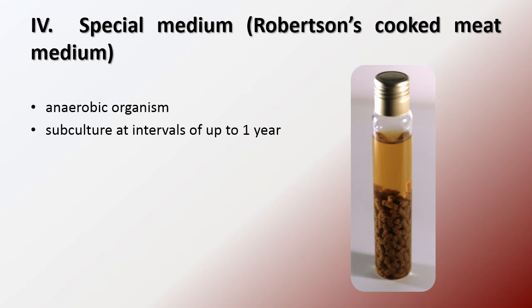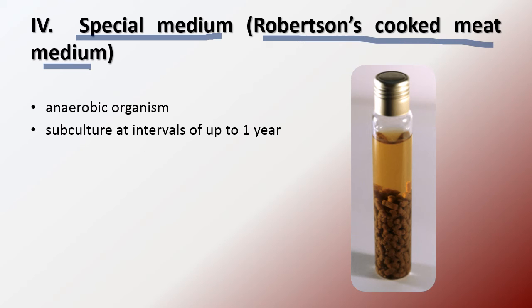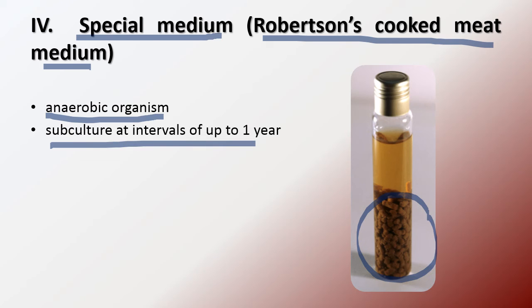Okay, some researchers also use special media for maintaining and preserving pure cultures, for example, Robertson cooked meat medium. Actually this medium contains beef, the beef pellets, and is usually used for anaerobic organisms. An anaerobic organism means a bacteria that doesn't require oxygen for growth, and usually the subculture is done at intervals of up to a year.